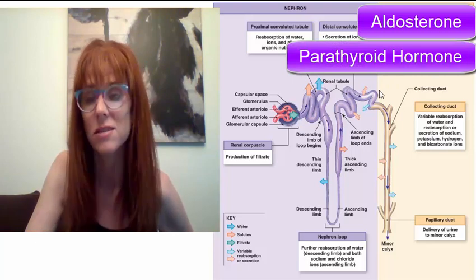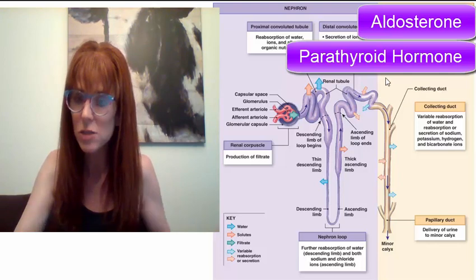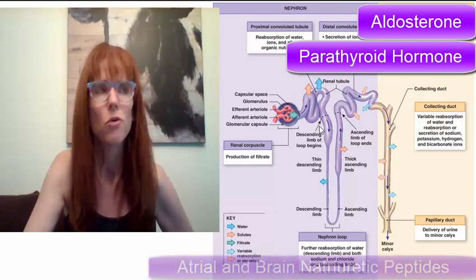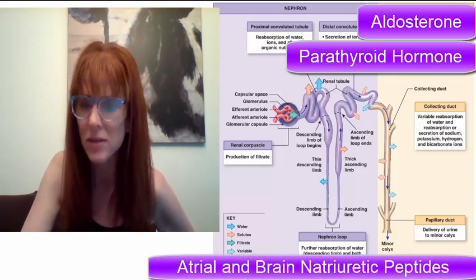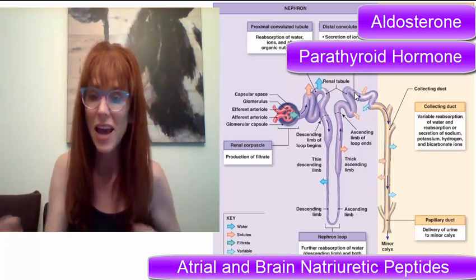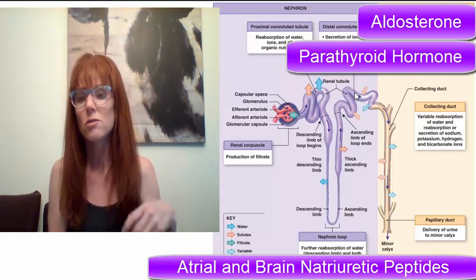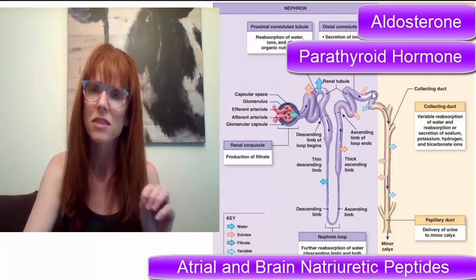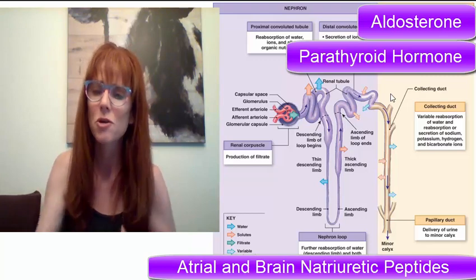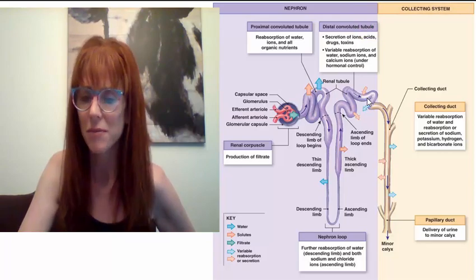Parathyroid hormone actually targets the distal convoluted tubule, triggering the reabsorption of calcium. So this pulls calcium out of the filtrate, bringing it back into our blood. What other hormones? Atrial and brain natriuretic peptides. They too target the distal convoluted tubule, and they actually oppose aldosterone. I think the newer research indicates that they prevent the reabsorption of sodium. So they keep the sodium in the filtrate. So we're not going to be reabsorbing sodium when those hormones are influencing the kidneys.